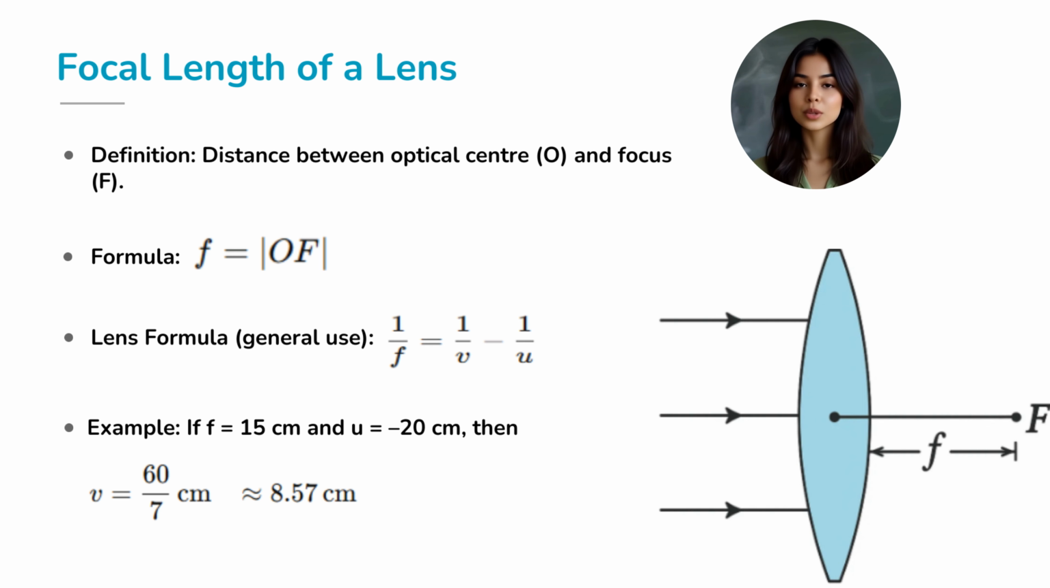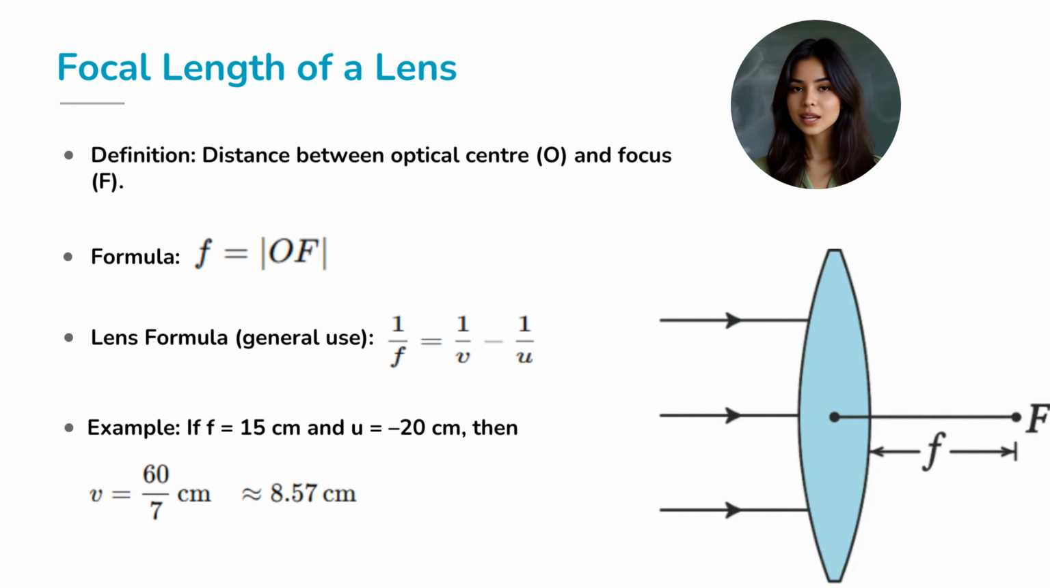Here's the general formula we use all the time: 1 by f equals 1 by v minus 1 by u. Where f is focal length, v is the image distance, and u is the object distance. This is the golden relation that helps us solve almost any lens problem.